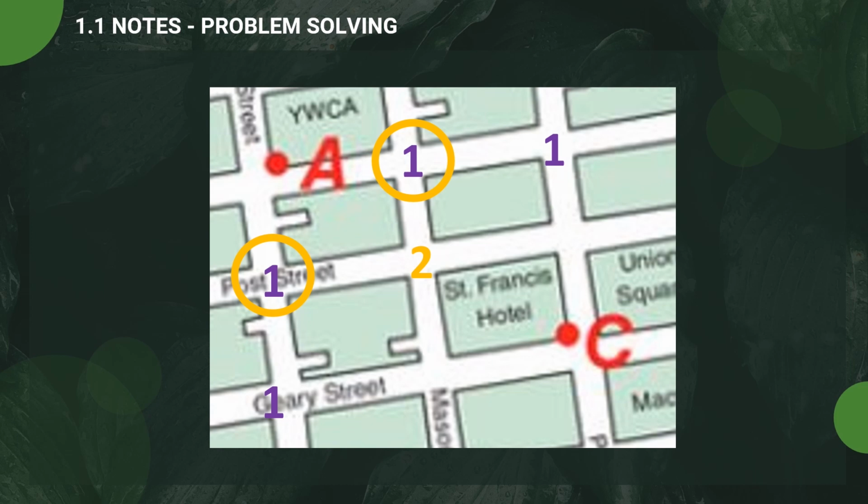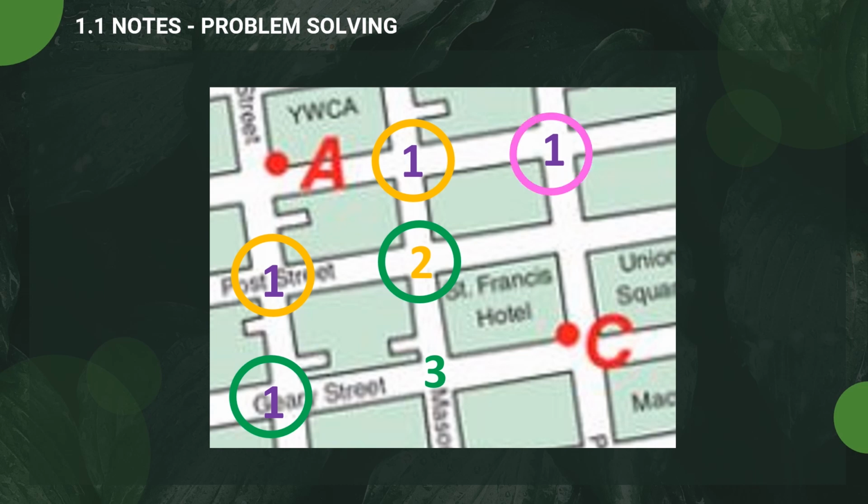Okay, so then I can combine, if there are two routes to get to this corner and one route to get to this corner, I can combine those routes together and guess how many routes there are to get to this corner. Probably there are going to be 3 routes to get to that corner. So you're going to see that corners play a very important role in this particular problem.